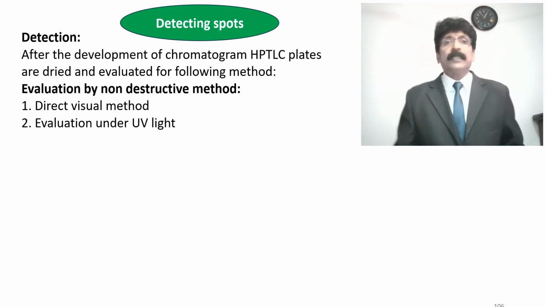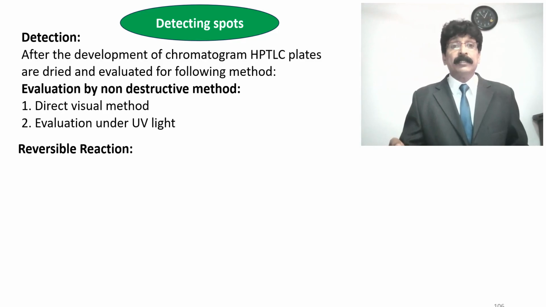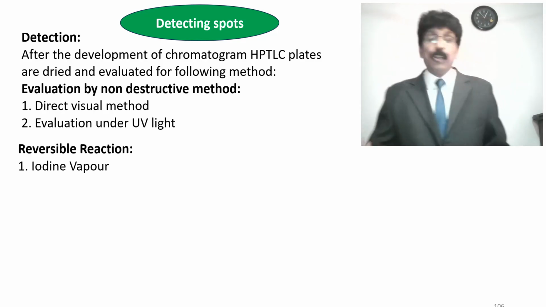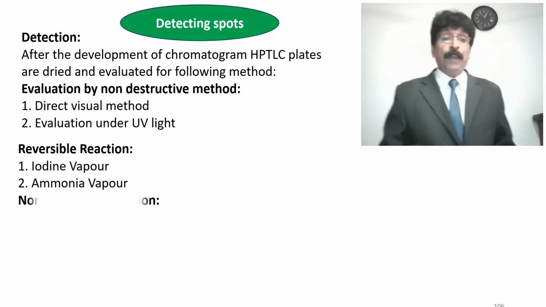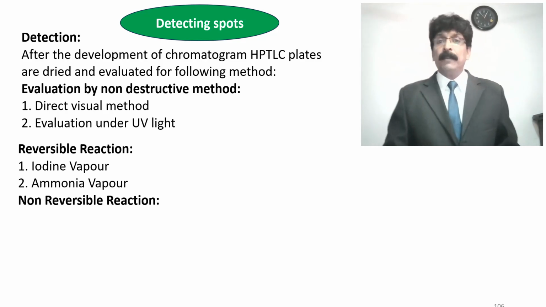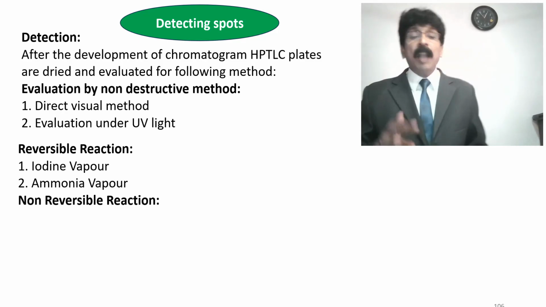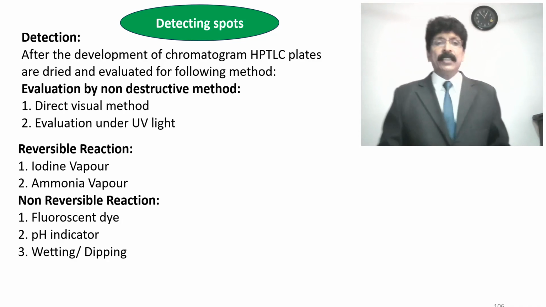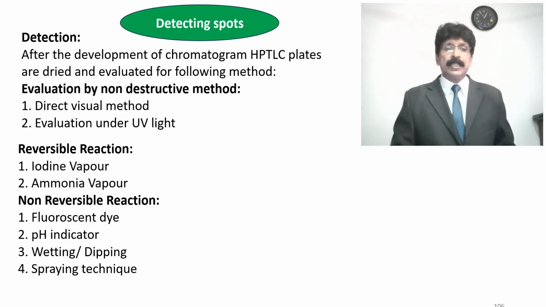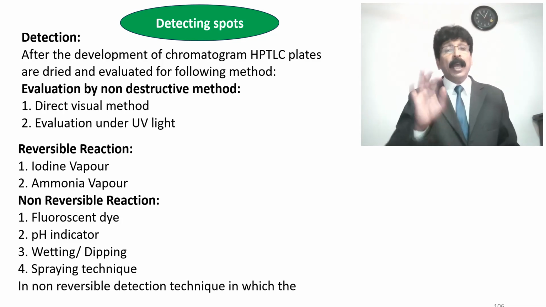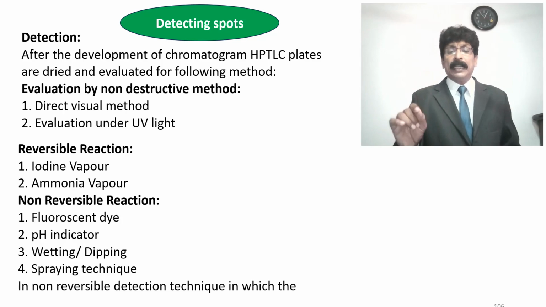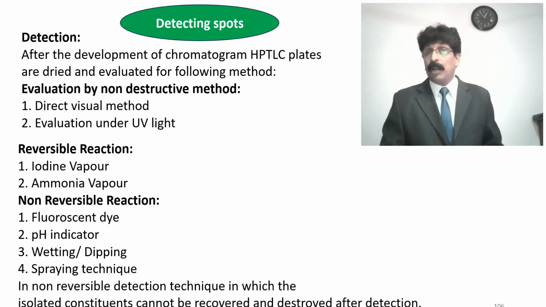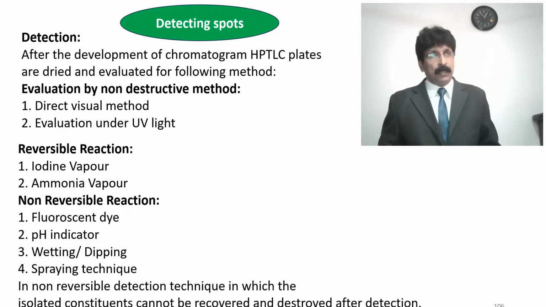Evaluate by UV light. Reversible reactions like iodine vapor can also be used for spotting. Ammonia vapor can be used. These can all be reversible and you can recover the sample. Non-reversible reactions: fluorescent dye, using pH indicators, wetting and dipping in some reagents, spraying technique. In non-reversible detection techniques, the isolated constituents or samples cannot be recovered and they are destroyed after detection. Just a general idea about these detection spots.